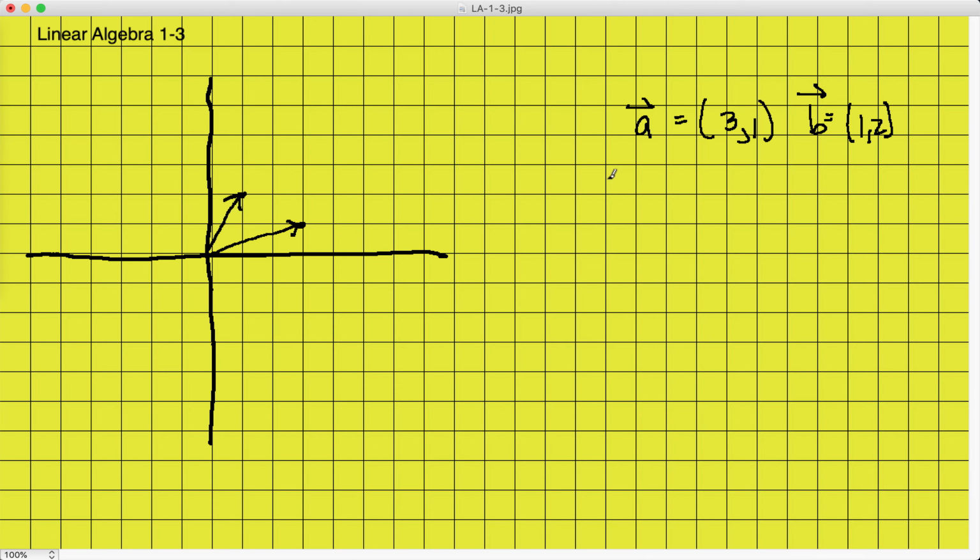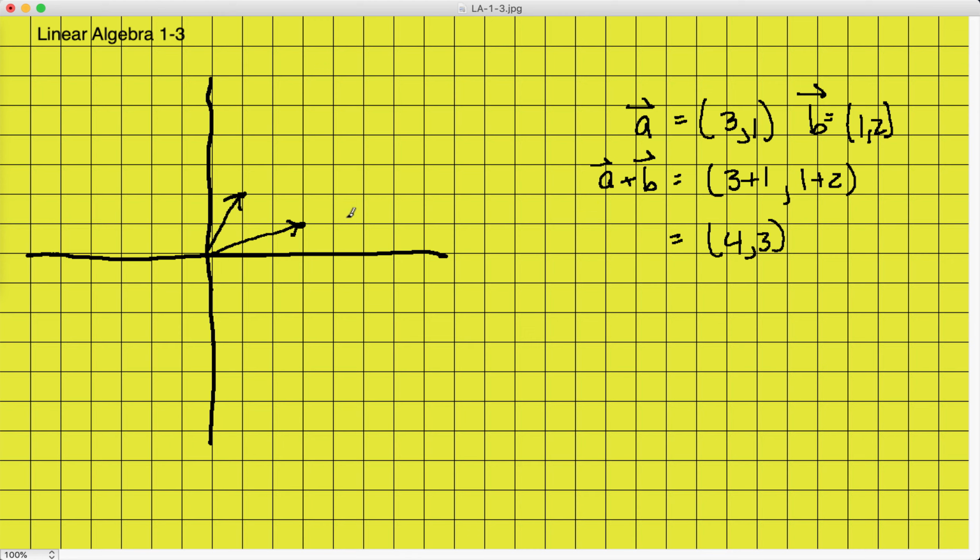And the question that I want to ask is, how do I add vectors? Well, it turns out over here it's pretty simple. A plus b is just going to equal, I'm going to add the x components, so it's going to be 3 plus 1. And then I'm going to add the y components, so it's going to be 1 plus 2. And that's equal to (4, 3).